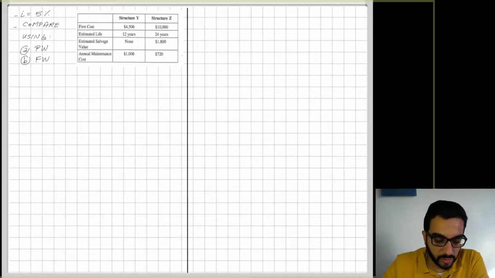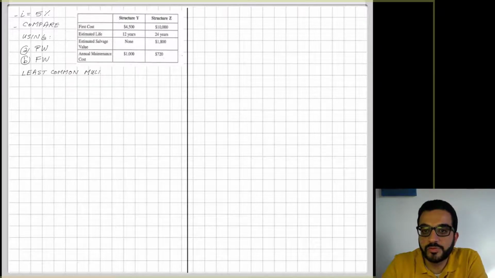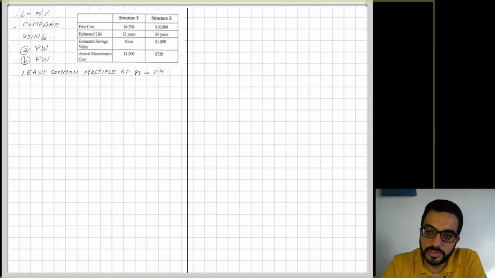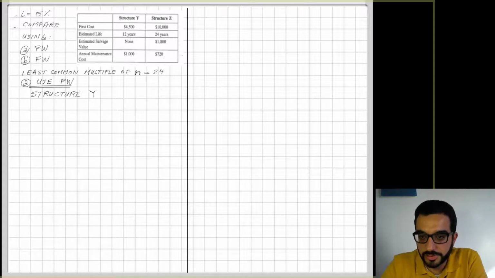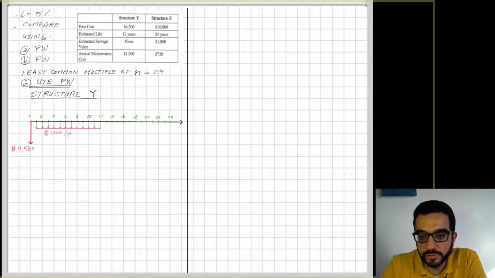So if we draw the cash flow and apply the first method, which is present worth, I need to figure out the least common multiple. We have 12 years and 24 years, so the least common multiple here would be 24. So if I'm starting with structure Y, it has a 12-year useful life, but over 24 years, I will use it twice. I will have two cycles of ownership for this type of structure.